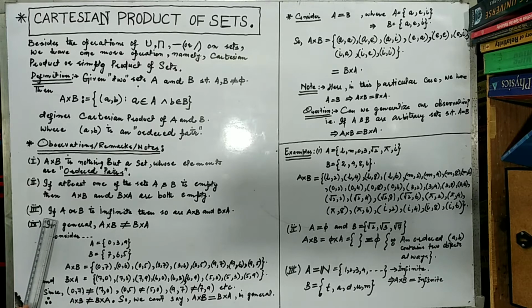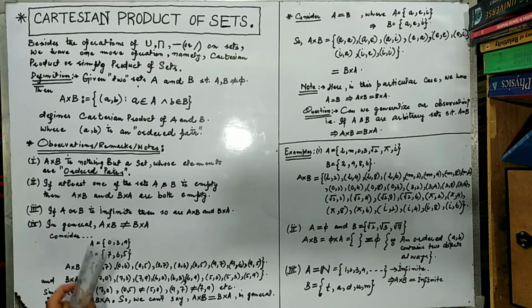Point third says that if A or B, where "or" is used here in the inclusive sense, is infinite, meaning at least one of the sets A and B is infinite, then so are A cross B and B cross A. Both of them will be infinite.